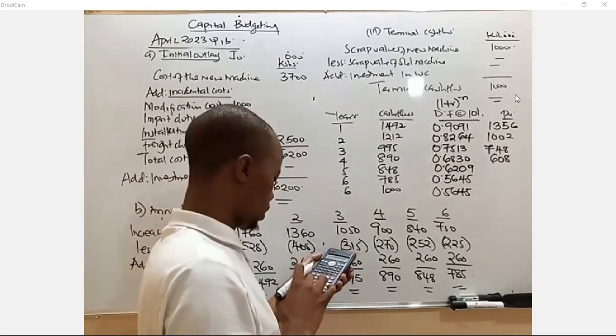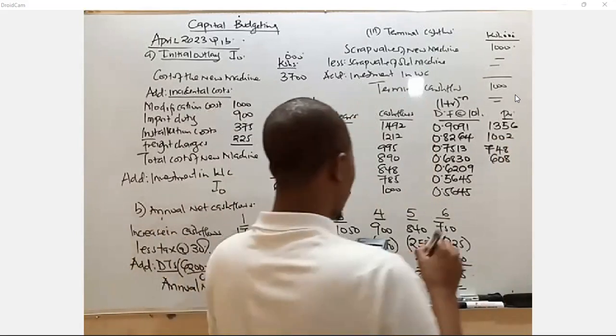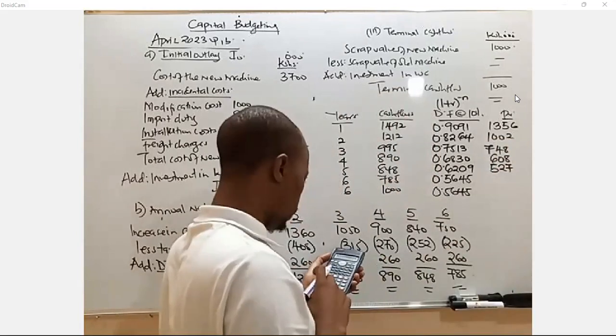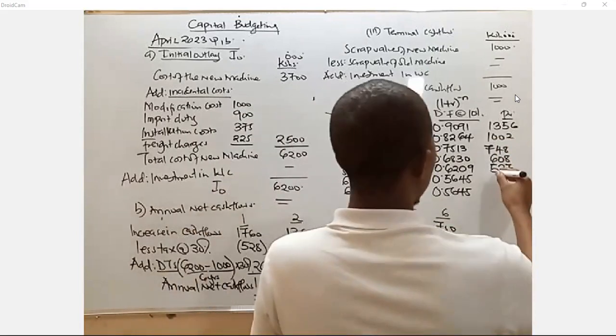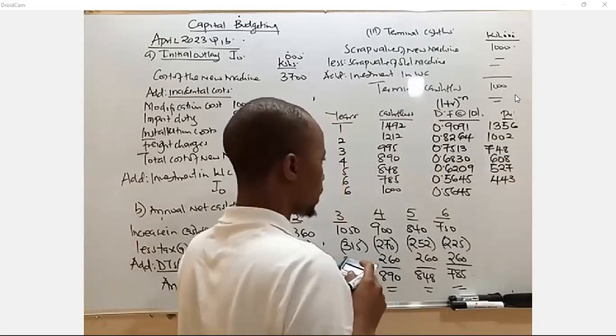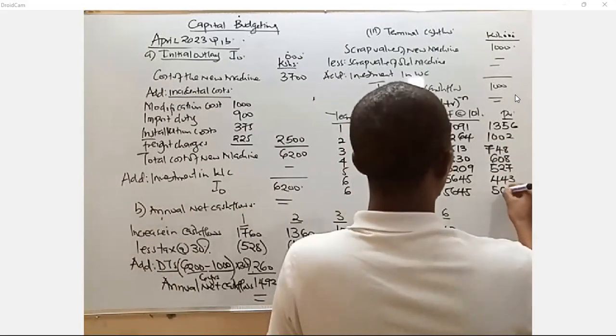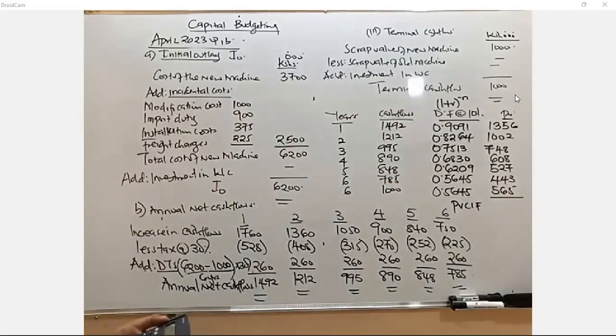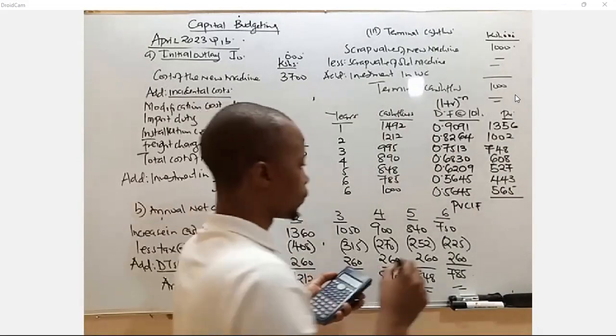848 times 0.6209, getting 527. The other one will be 785 times 0.5645, getting 443. And the last one will be 1,000, which translates to 565. What is the present value of the cash inflow? What is the summation there? It will be 1356 plus 1002 plus 748 plus 608 plus 527 plus 443 plus 565. We are getting 5249.